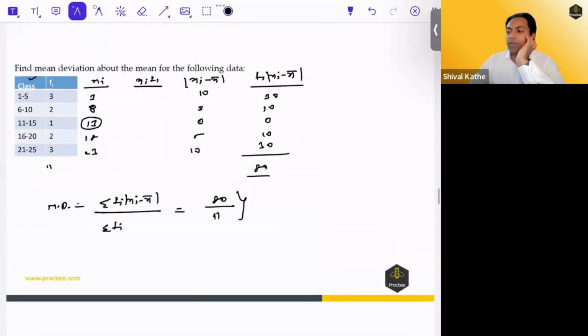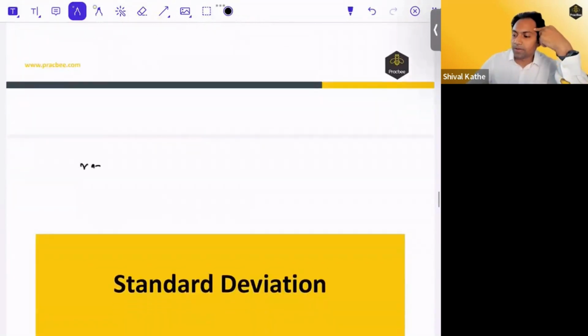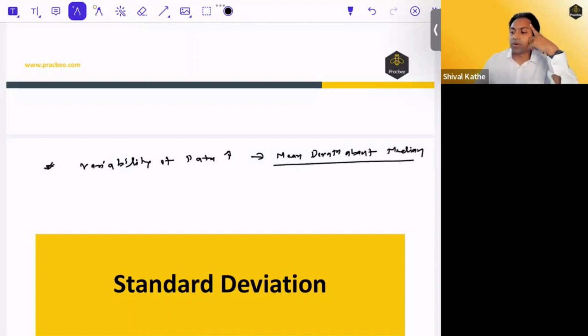Again, now there is a problem with this type of deviation. The problem with this is when the variability of data increases. This statement is very important. Over this, objective questions can be asked. Variability of data will increase. Okay, na? Even the most accurate of them, the most accurate is mean deviation about median, even this will not be very accurate. And that is the reason we'll require a new type of measure, and that measure is nothing but standard deviation.